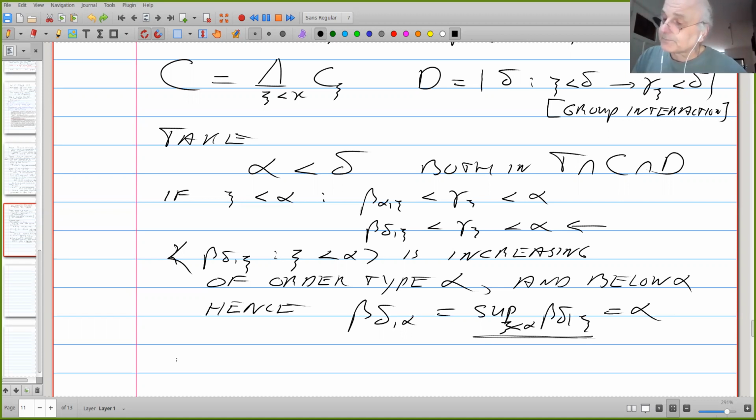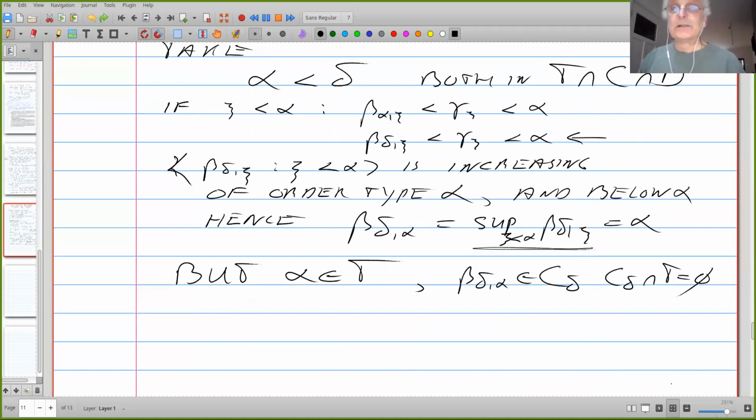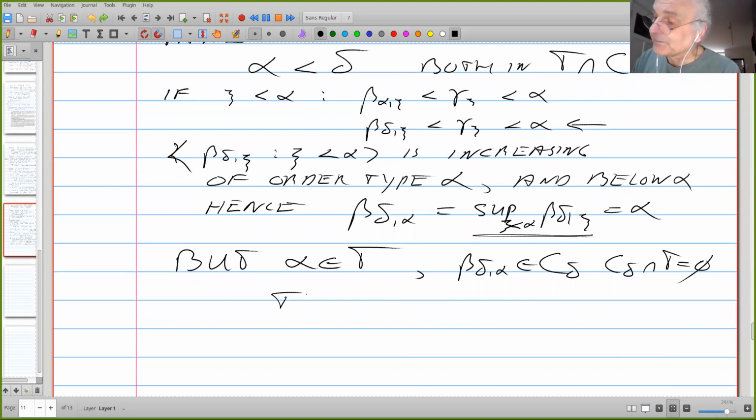But what? Well, alpha belongs to T, and beta delta alpha belongs to C delta, and C delta intersect T is empty. So the point beta delta alpha belongs to C delta, the point alpha, but the point beta delta alpha does not belong to T, the point alpha belongs to T, and they're equal, and there's our contradiction.